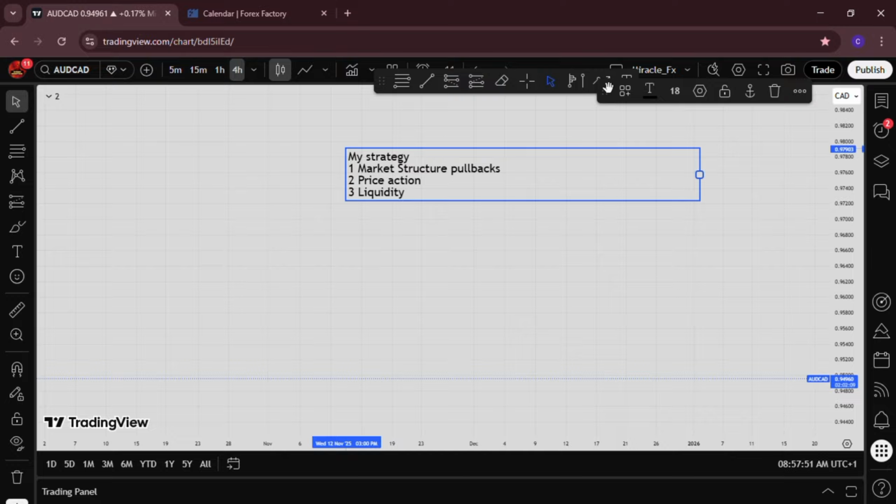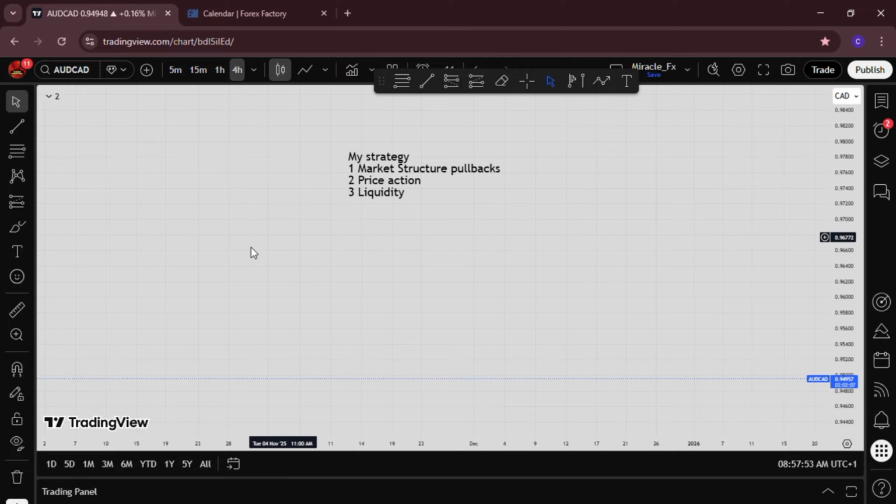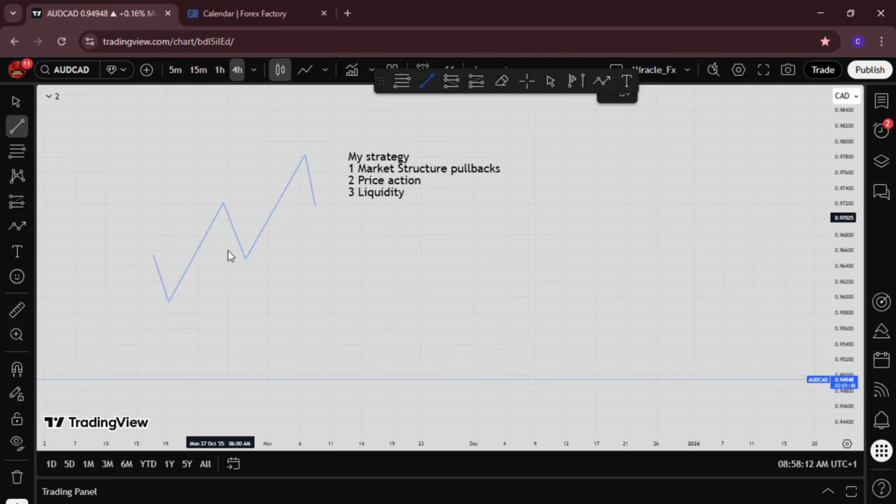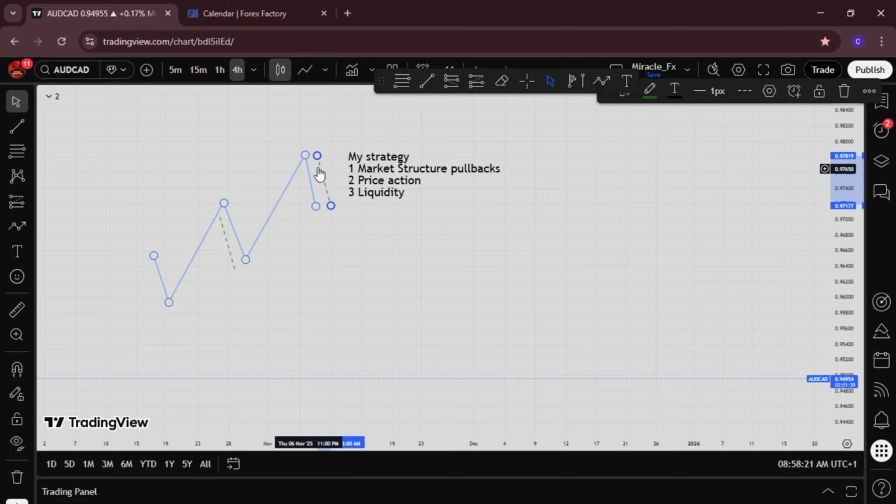In a bullish trend, the pullback is always coming downwards. This is a pullback here. This is another pullback. So I'll be looking for my entries in this zone here, this zone here, also a zone here. So in a bullish trend, I'll be looking for sales.